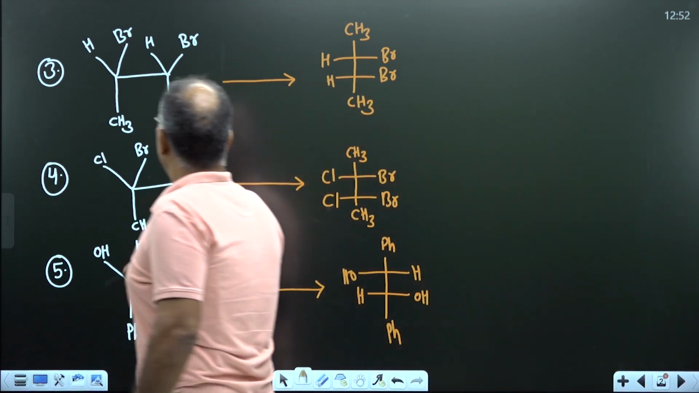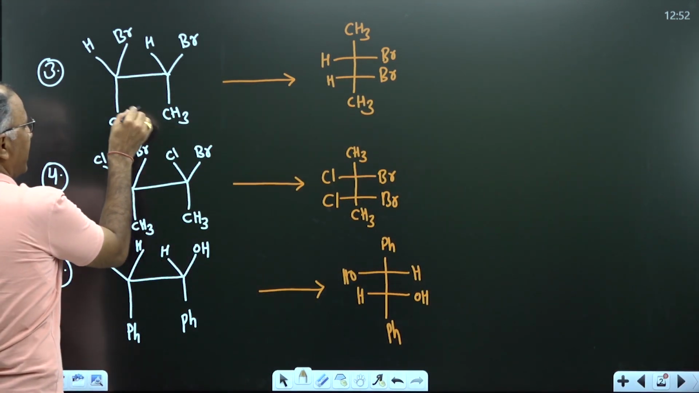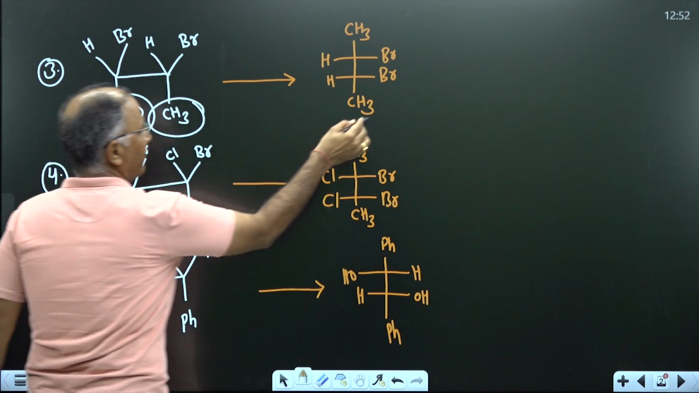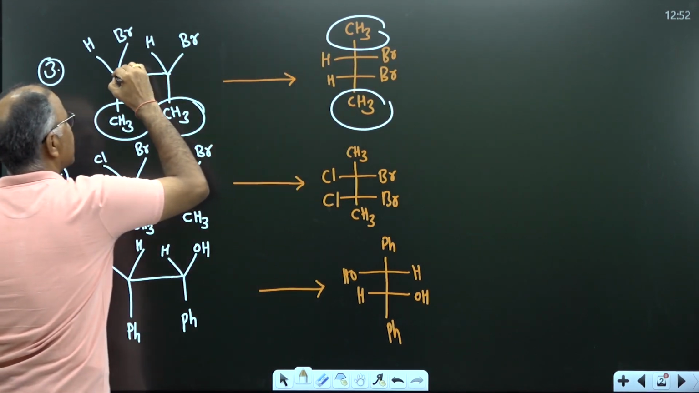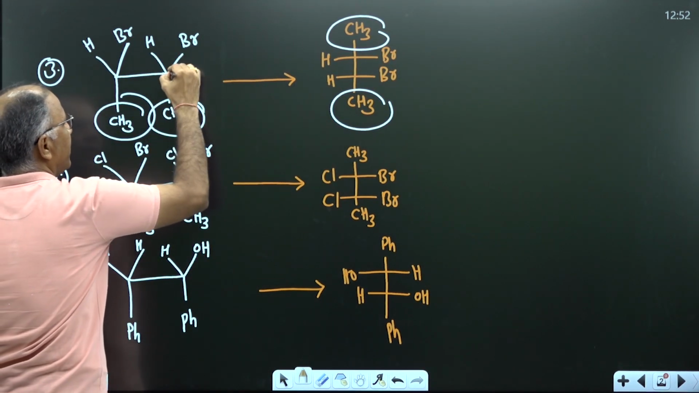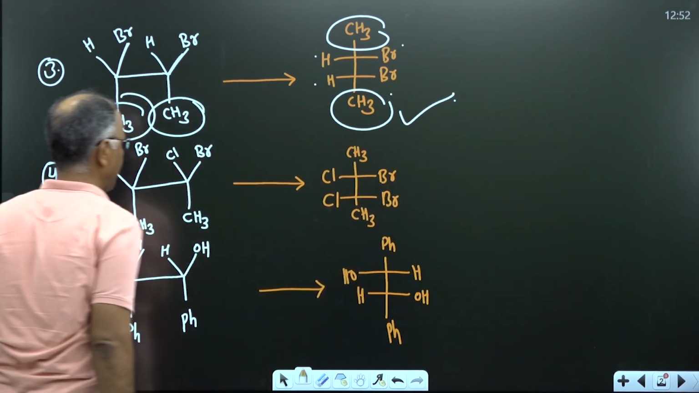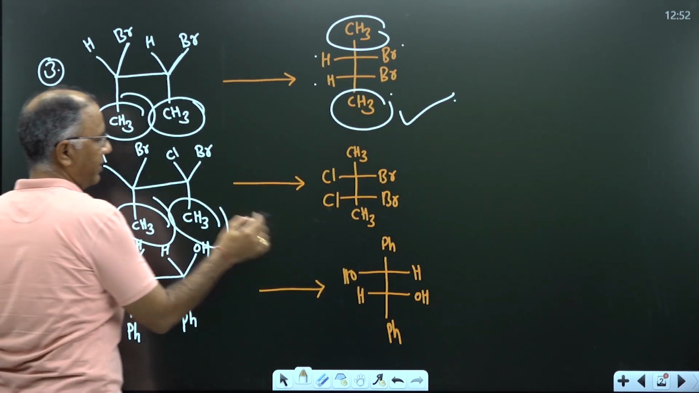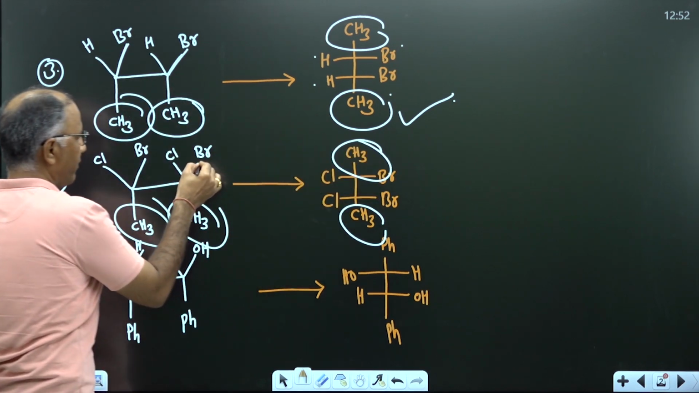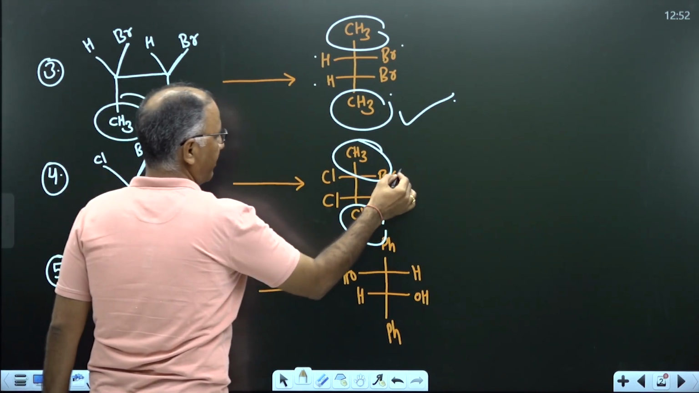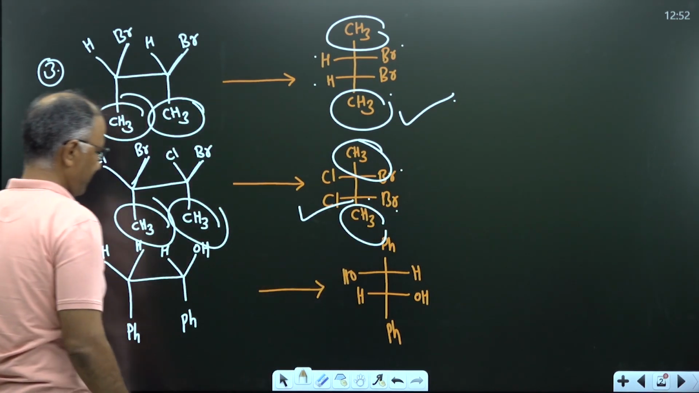Now in this example, this is our eclipse, methyl. We will draw methyl here. This is carbon, Br right. Both bromine must be on right, H H on left. This is correct. Similarly, this is our eclipse, methyl on vertical line, Br right. Both Br right. This is correct Fischer.